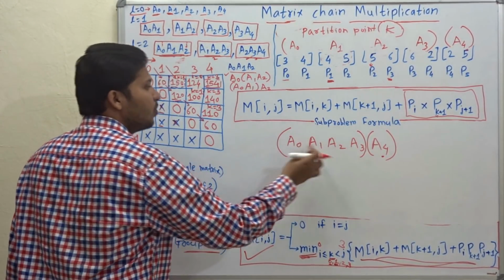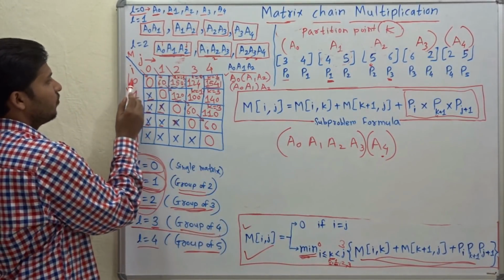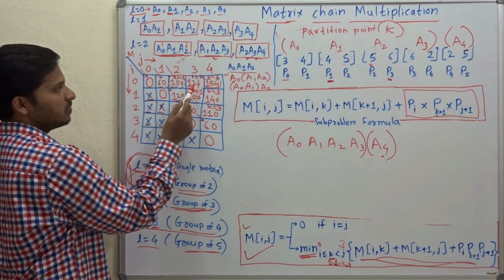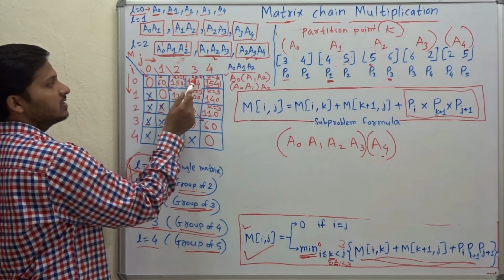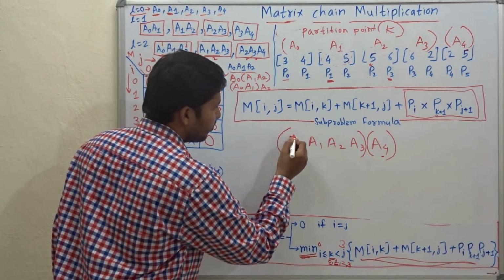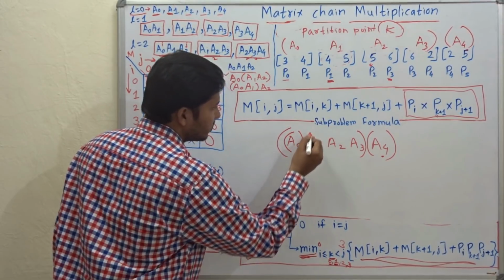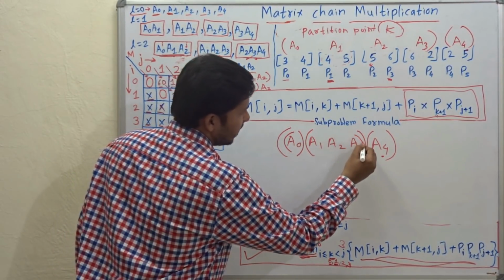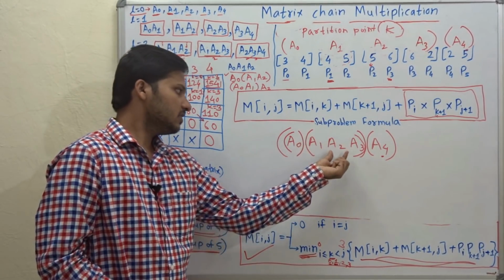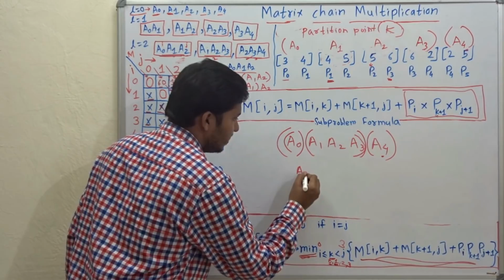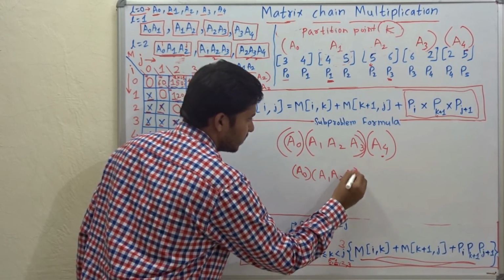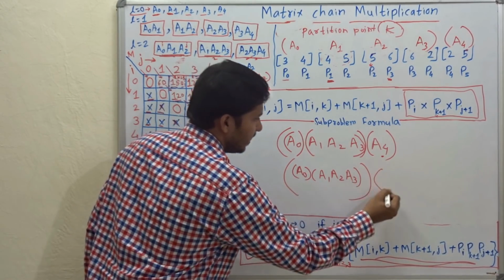For 0 to 3, see, for 0 to 3, here 124 is the minimum cost, but the partition is k equal to 0. So for k equal to 0, let's make the partition. A0 is one partition and A1, A2, A3 is another partition. Inside this partition, this is the partition. So I will write it again here. See, A0, A1, A2, A3. This is 1 and A4.